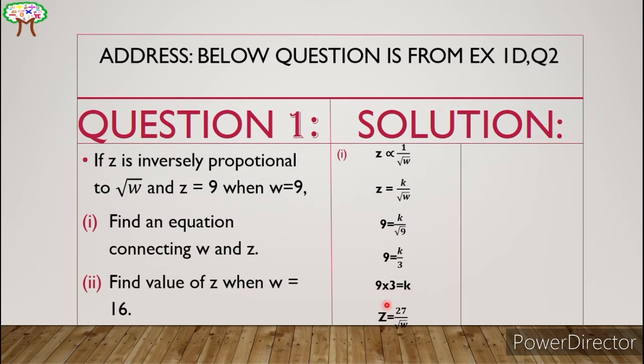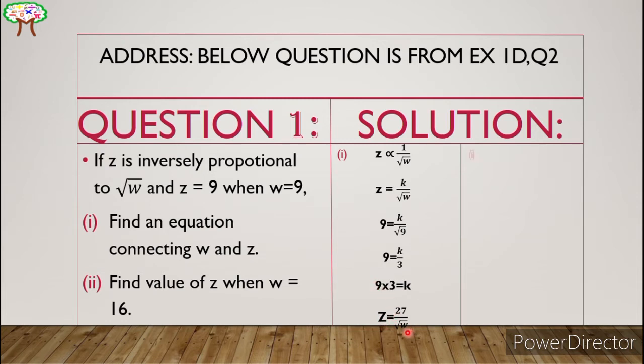Okay, now z is equal to 27 upon square root w, because they have said find an equation, so we have to make an equation. So z is on the z place, then 27 is the constant and then square root w.